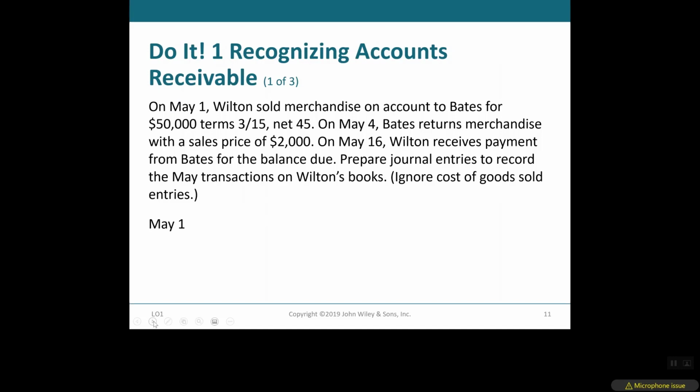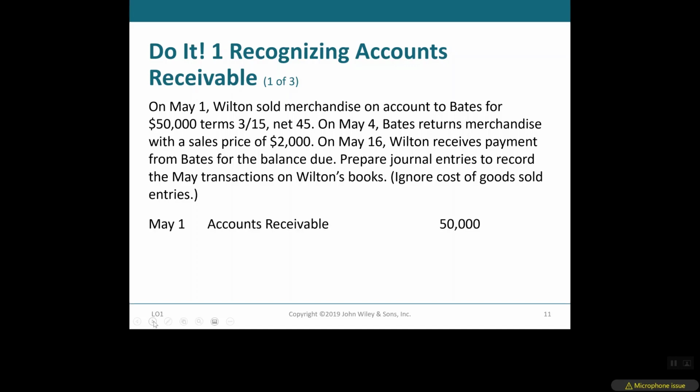On May 1, Wilson sold merchandise on account to Bates for 50,000. Terms 3/15, net 45. Otherwise, you pay for it in 45 days. On May 4th, Bates returned merchandise with a sale price of 2,000. On May 16th, Wilson received payment from Bates for the balance due. Prepare the journal entries to record the May transactions in Wilson's books. You are going to ignore the cost of goods sold.